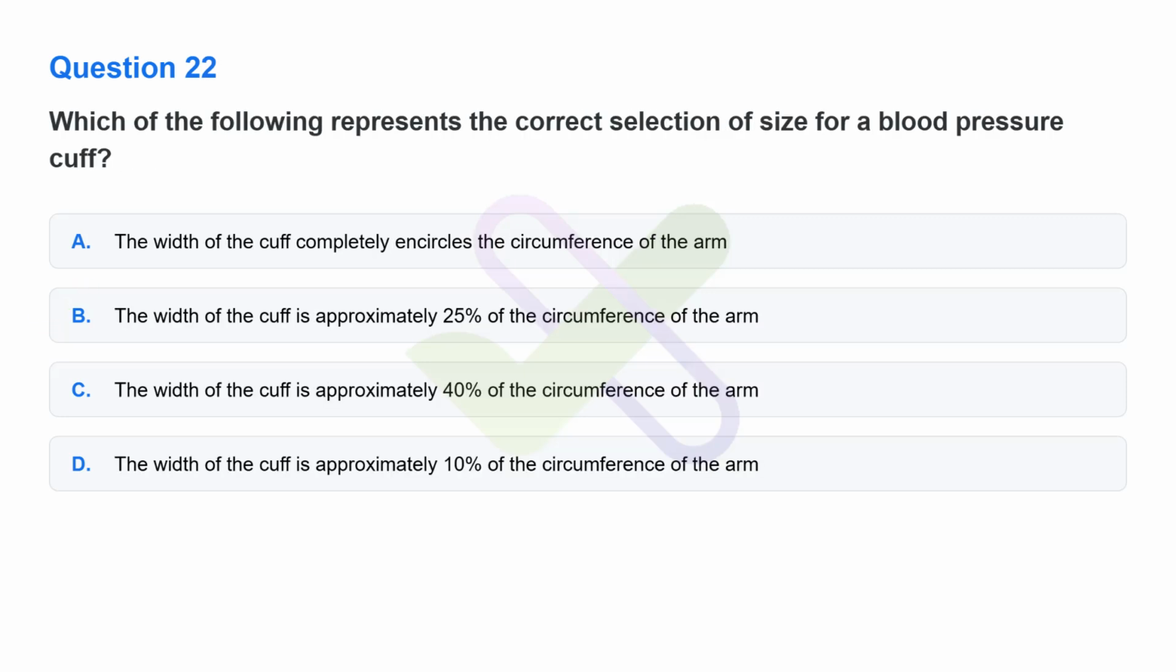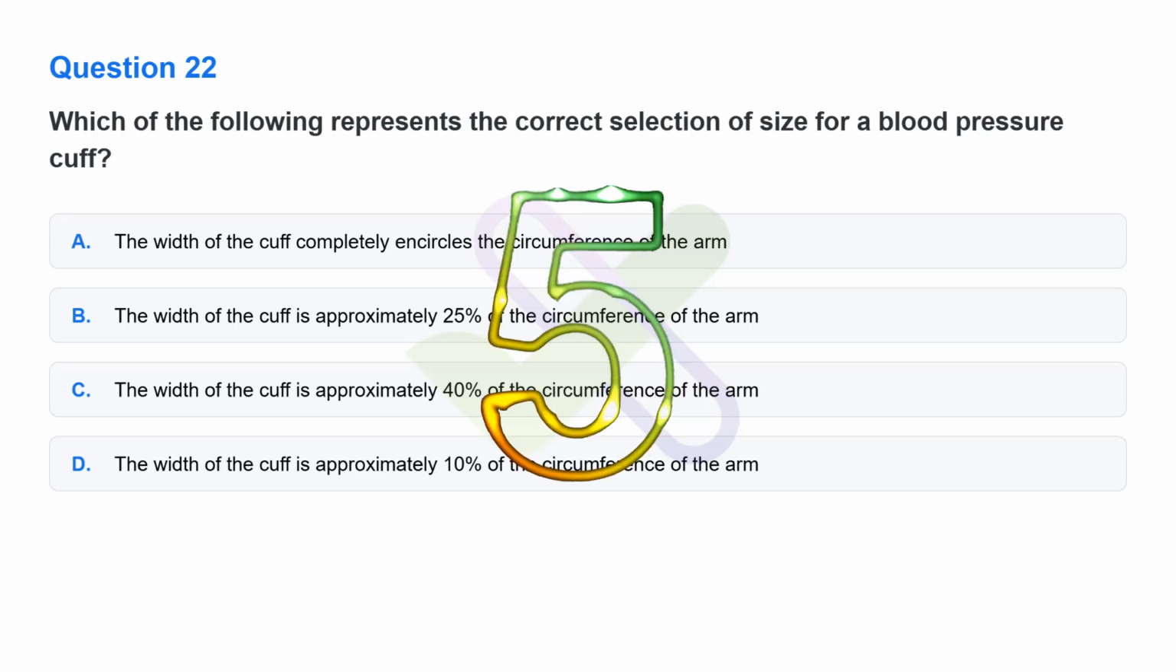Which of the following represents the correct selection of size for a blood pressure cuff? A, The width of the cuff completely encircles the circumference of the arm. B, The width of the cuff is approximately 25% of the circumference of the arm. C, The width of the cuff is approximately 40% of the circumference of the arm. D, The width of the cuff is approximately 10% of the circumference of the arm.